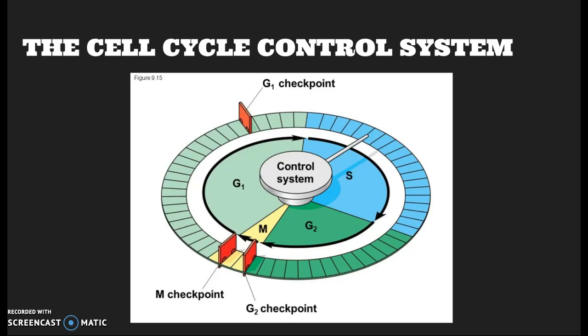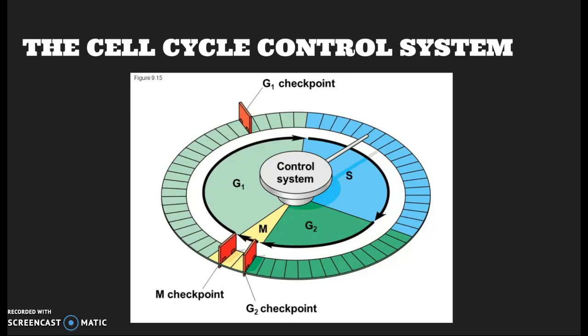And for the G2 checkpoint, which is over here, if the cell has damaged DNA, it will not receive the go-ahead signal at the G2 checkpoint. This will prevent the cell from entering mitosis to allow the cell to repair itself, and also prevents the creation of damaged cells. And then for the M checkpoint, which is over here, during mitosis, a cell will not receive a go-ahead signal at the M checkpoint when any of its chromosomes are not attached to spindle fibers.